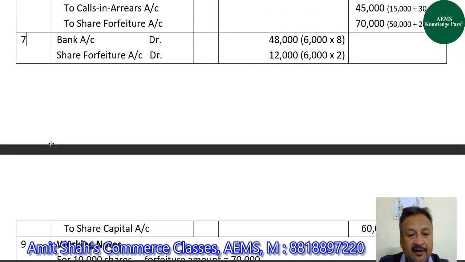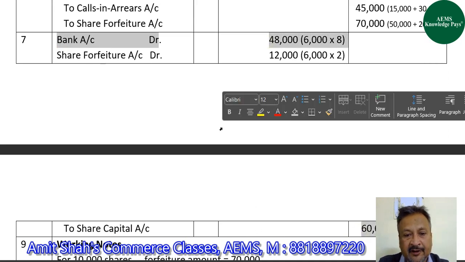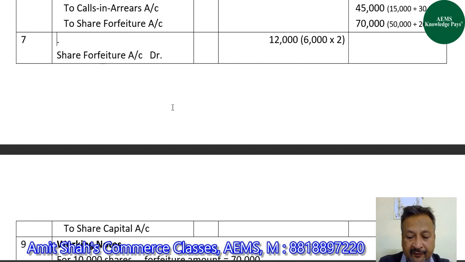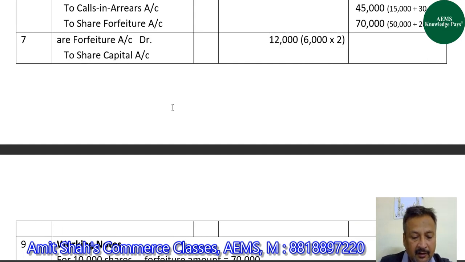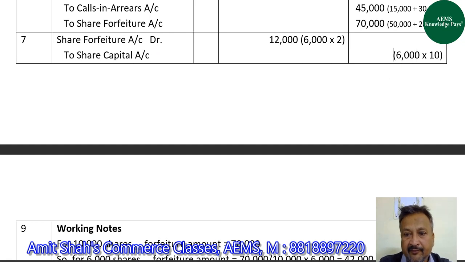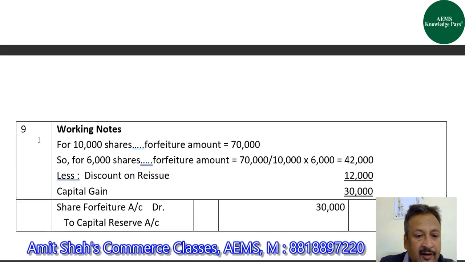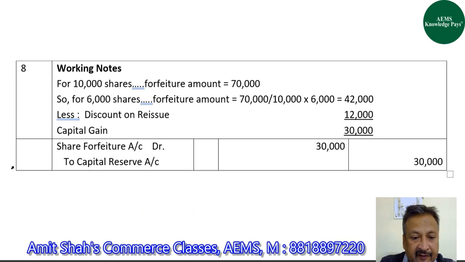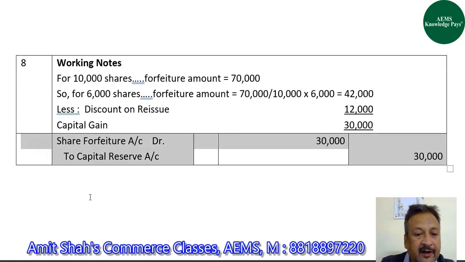Again we have bank involved here. So we will remove this bank with 48,000 rupees, and the 48,000 will also go off from share capital. So now we will be left with share forfeiture to share capital account with rupees 12,000. Am I clear, guys? Now this is entry number 8. Last entry in which bank account is not involved, so it will remain as it is.